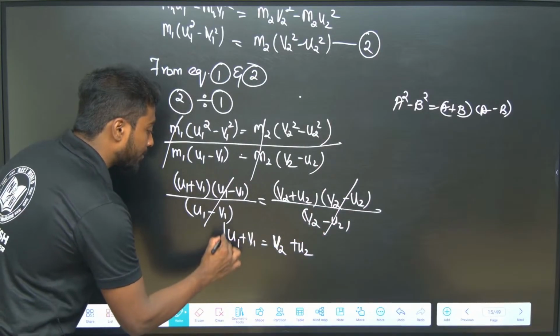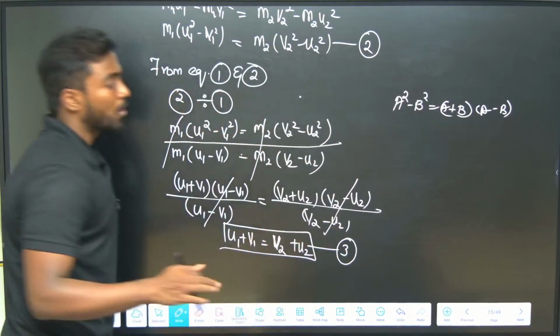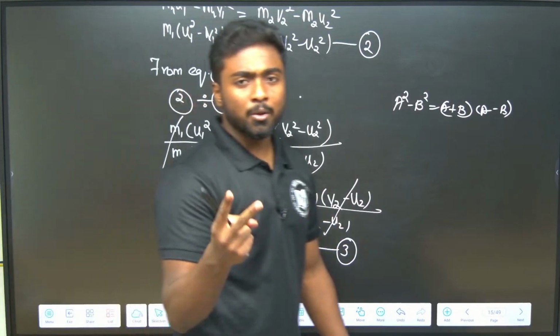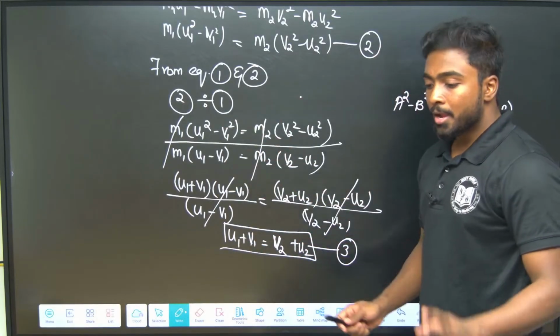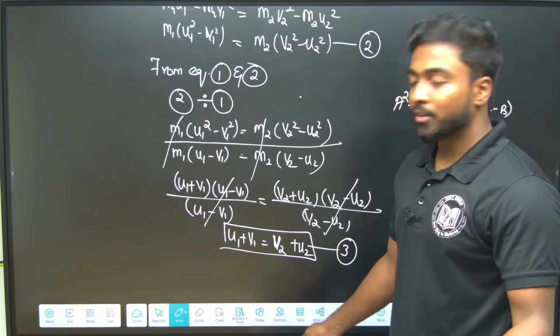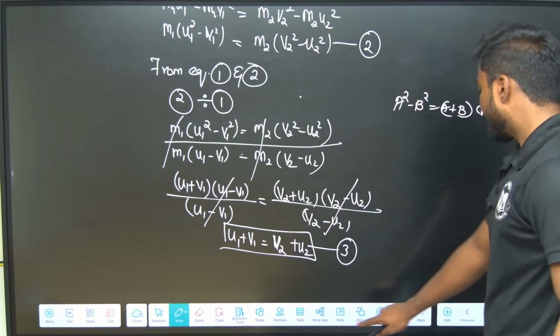So consider this as equation 3. So up to now we got equation 1, equation 2. From those two equations we got equation 3. Okay, I need to find the final velocities, right? How much it has taken place. So let me find that.